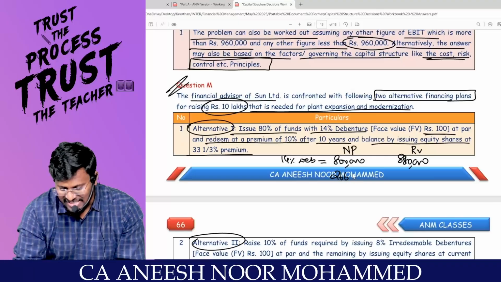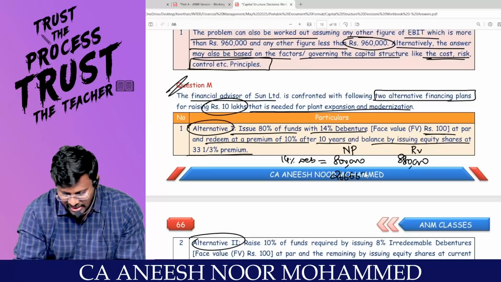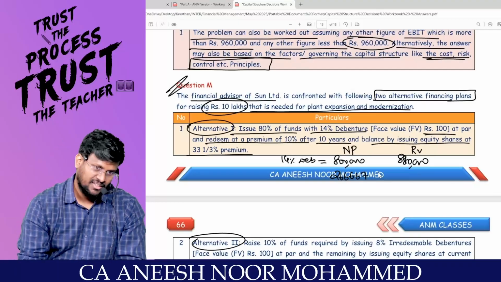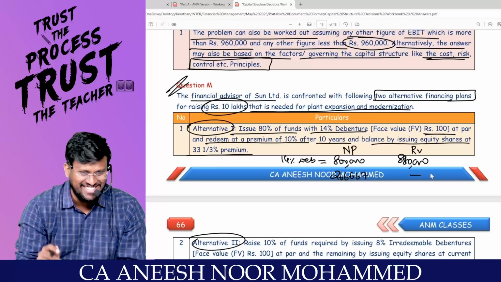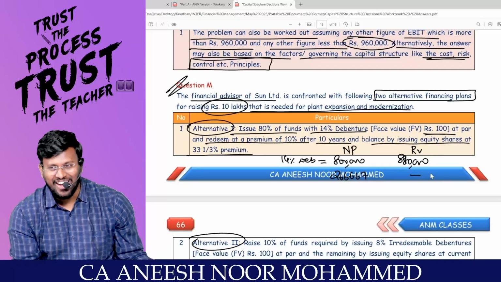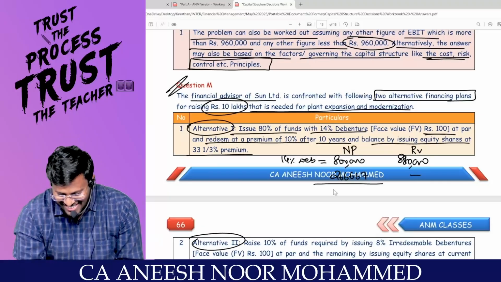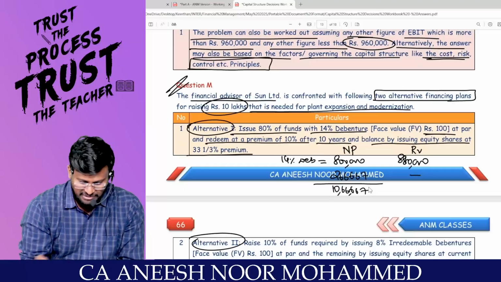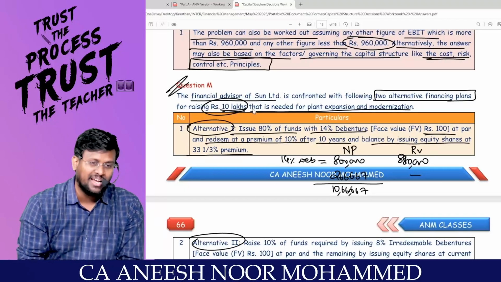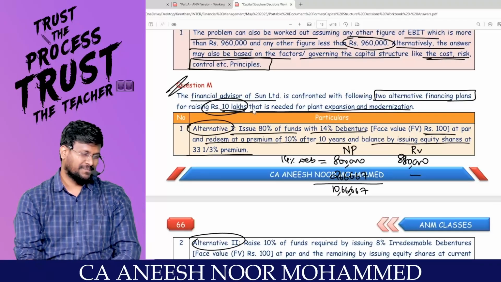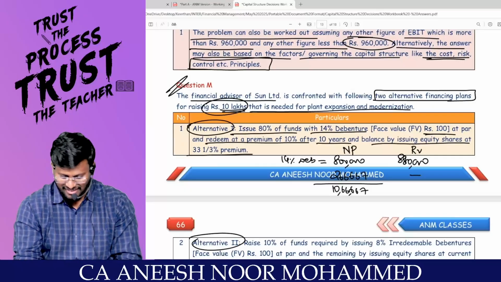But 2,66,667 is the net proceeds. Redemption value is 0, because I will not redeem the equity share. Sir, if I do like this, I will get 10,66,667. I don't need that. I want only 10 lakh. Correct? Yes sir. Wait.